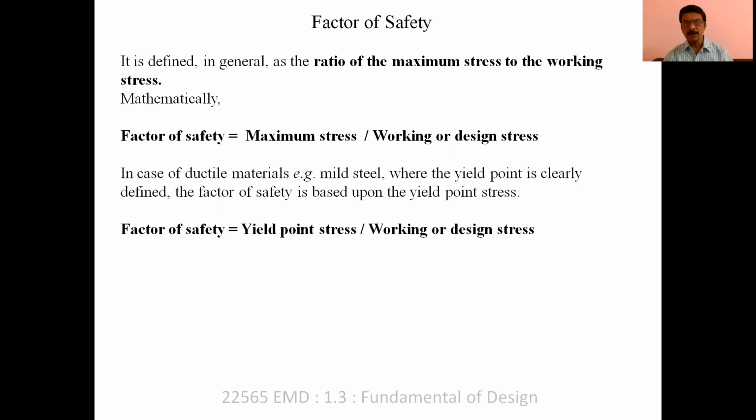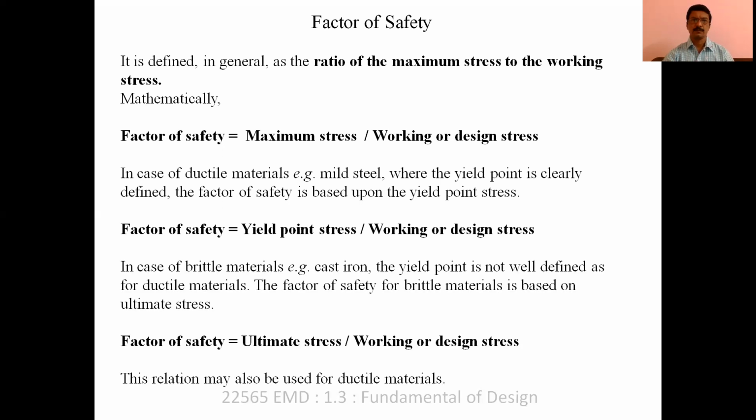In case of ductile material like mild steel, the yield point is clear. Factor of safety is equal to yield point stress divided by working or design stress. In case of brittle material like cast iron, the yield point is not defined clearly. Ultimate stress is the main stress that we must consider for the selection of factor of safety. Obviously, one thing is very clear here: the factor of safety is always greater than 1, because it is yield point divided by working or safe or design stress.